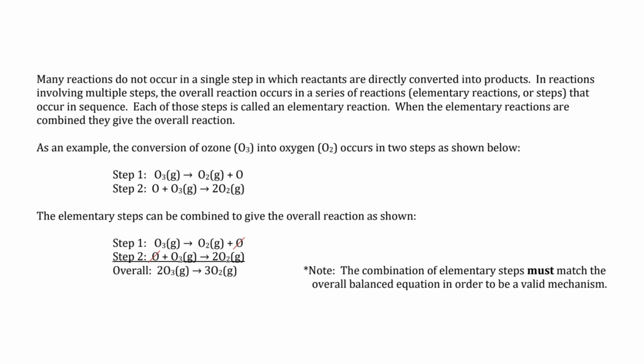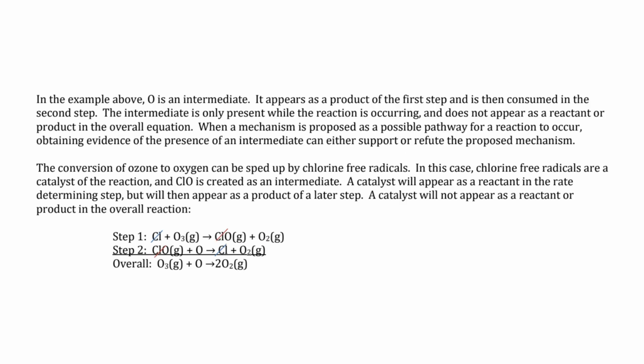An intermediate is a molecule or atom that is produced and then used up in another step and therefore no longer present in the overall reaction. When you're combining elementary steps, you must match the overall balanced equation in order for it to be valid. Like I said, O is an intermediate. It appears as a product of the first step and is then consumed.